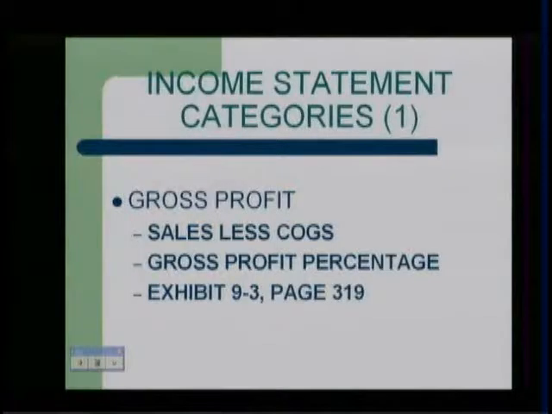In the first part of the statement, you will have your sales number. Then you will have a deduction for cost of goods sold. So it'll be sales minus cost of goods sold. And that will give you something that we call gross profit. You may also hear it called gross margin. This can be done in dollars or in percents.